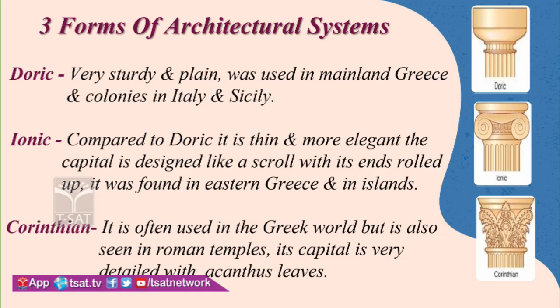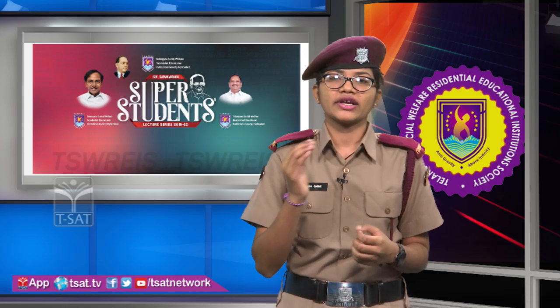There are three forms which influenced the overall architecture: the Doric, Ionic, and the Corinthian. These were the three forms which influenced how buildings were constructed. This order is also known as pillars.